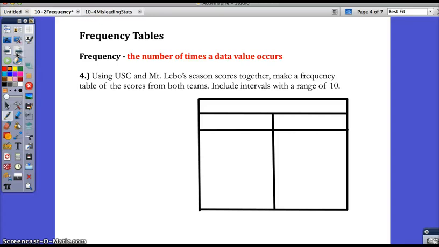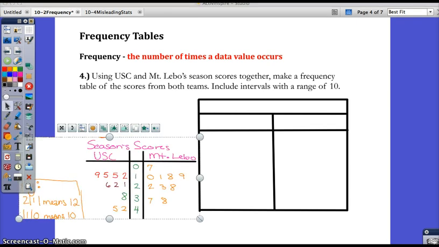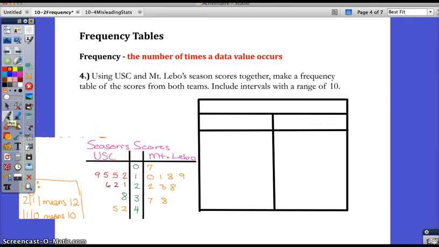So I'm going to snap a picture of our stem and leaf plot so we can see all the data values right on this page. You have it on your notes. Just like we did for our stem and leaf plot, let's put a title on our frequency table. We're talking about the season scores. And we're going to put the USC and Mount Lebanon scores together in this table, okay?